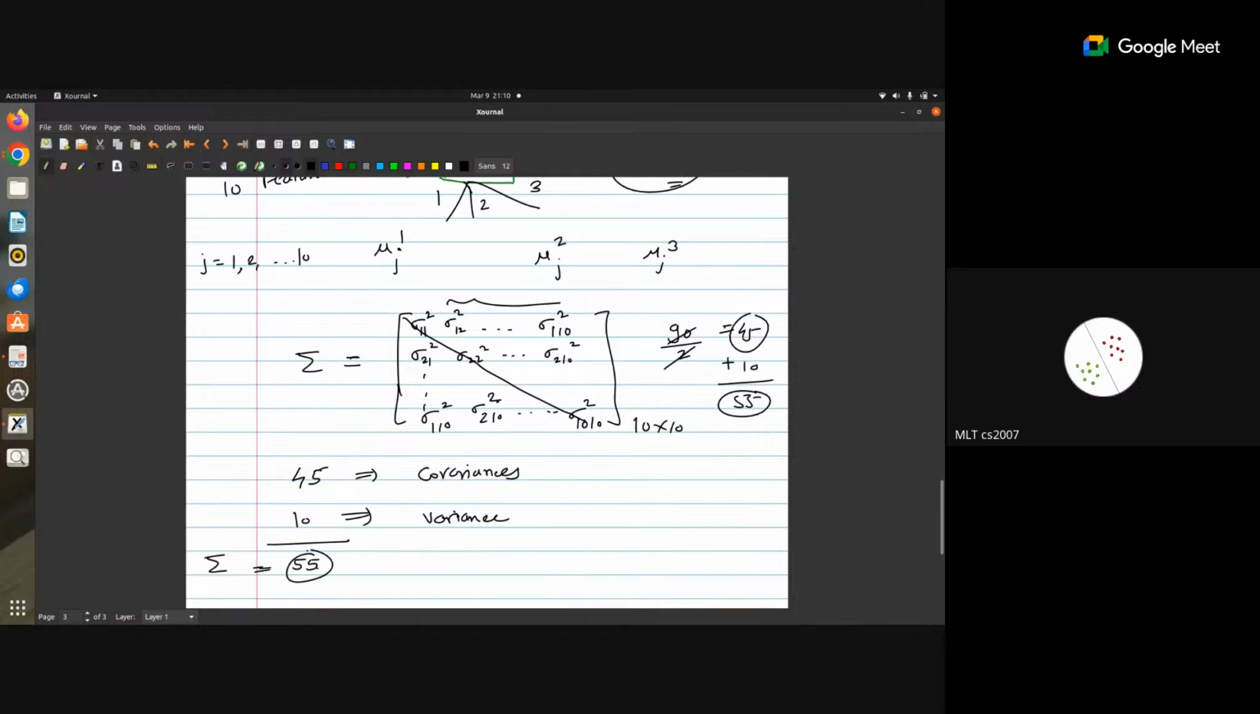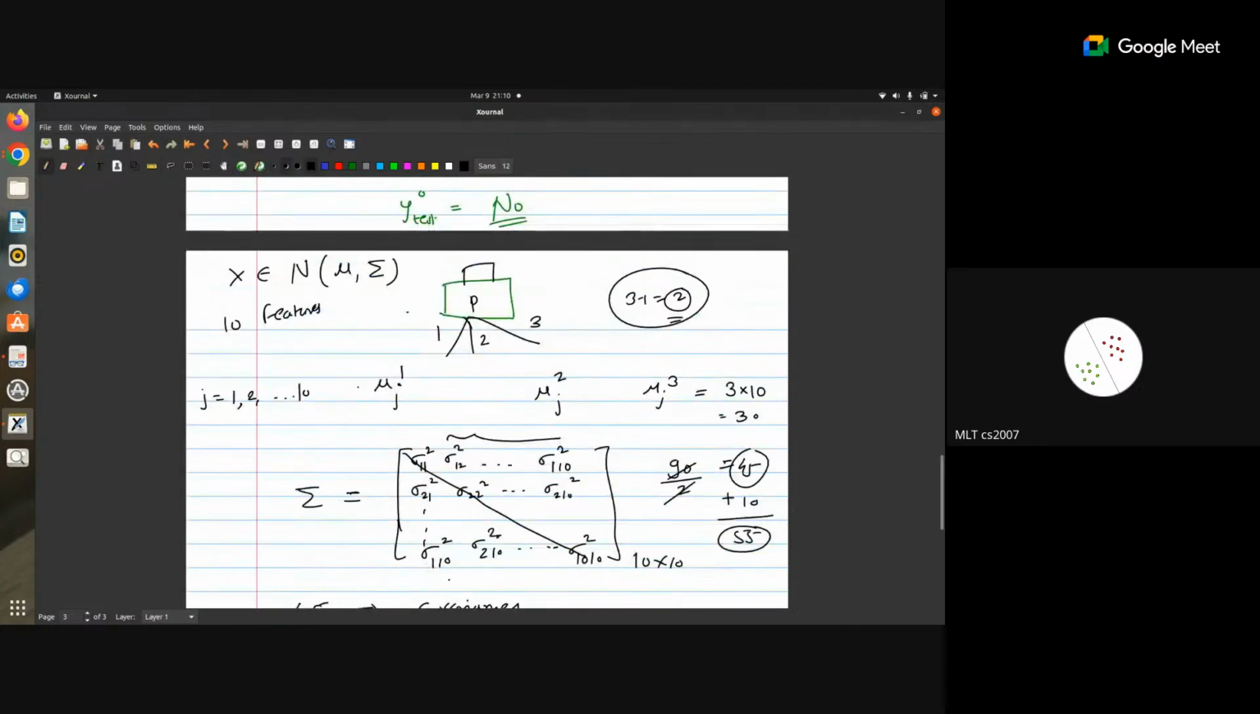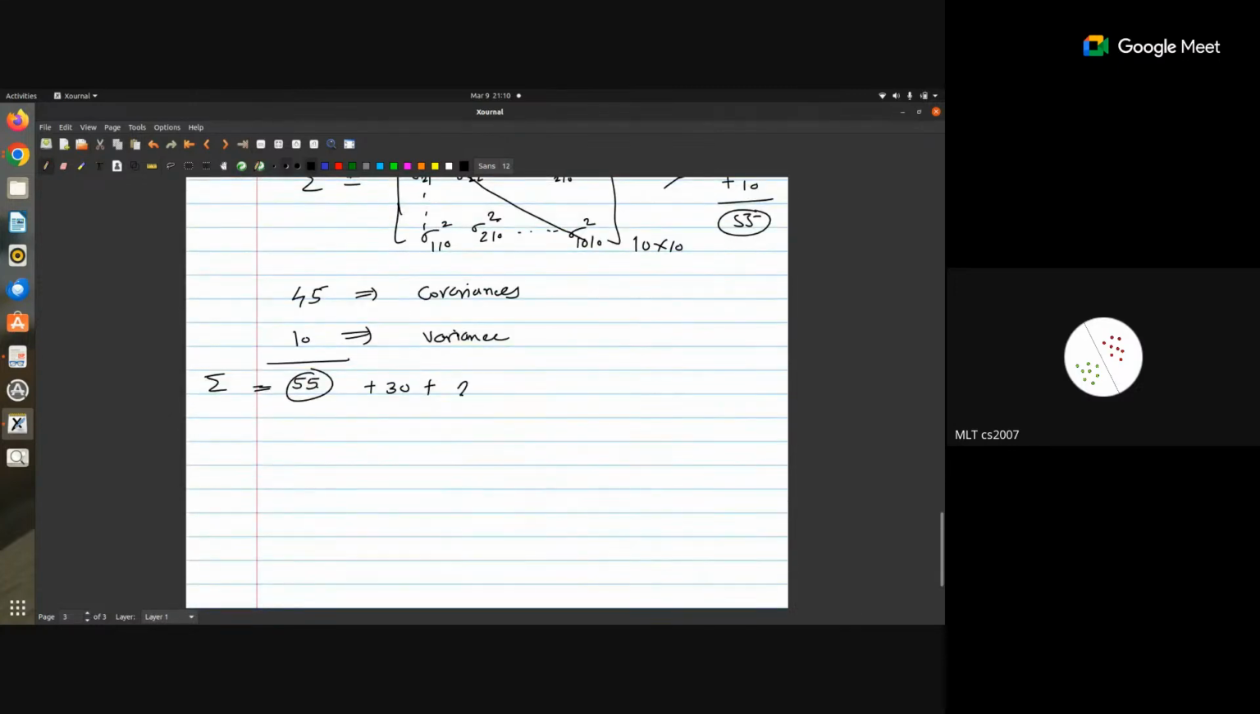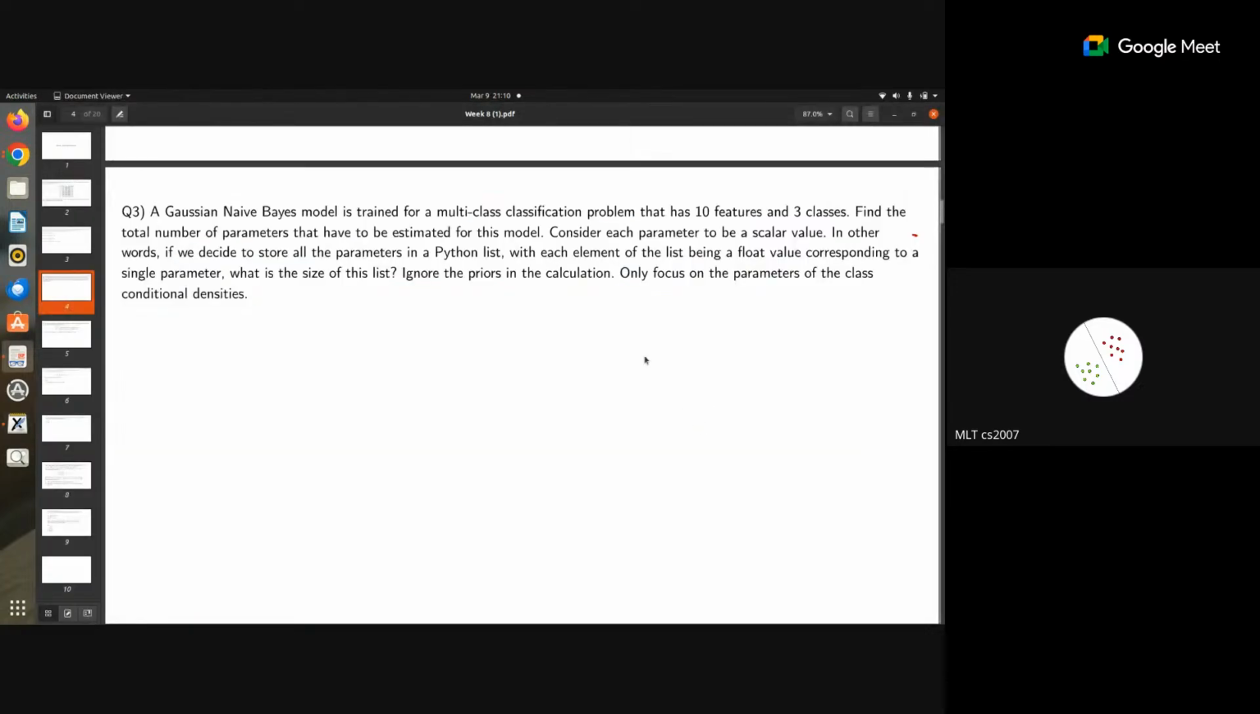55 plus how many mu's are there? 30, 3 per feature into 10. So I'll add here 30, and plus how many parameters for the labels? 2. So these are the total number of parameters: 55 for sigma, 30 for mu's, and 2 for the class probabilities, right? Let's say labels. Is that fine? So 85 plus 2, 87. So that should be the answer.